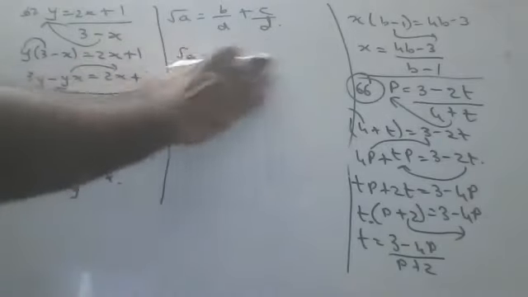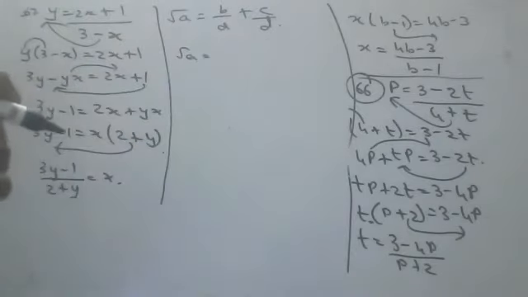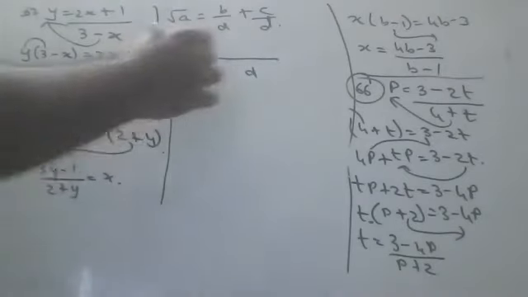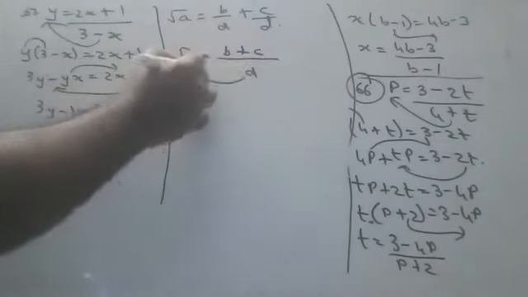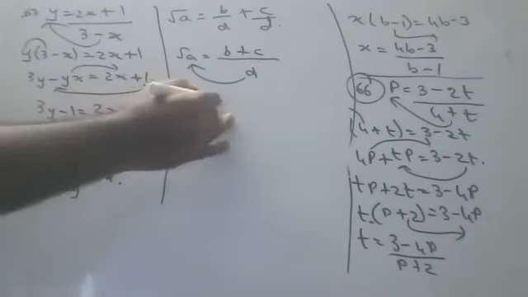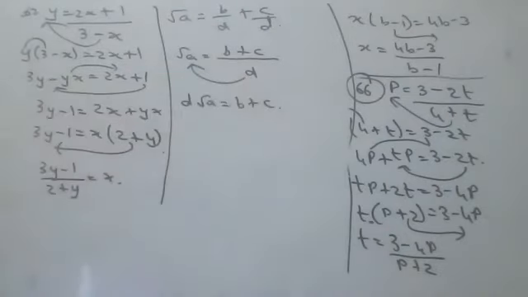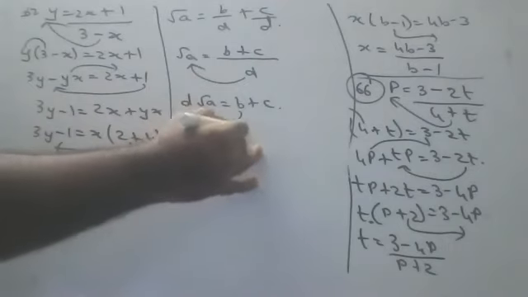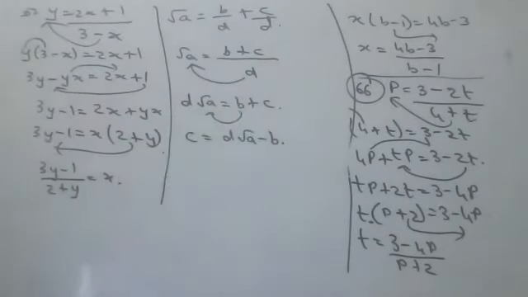Take d only as the LCM. So d into root a is equal to b plus c. Then c is equal to d root a minus b. Okay, very good. Fantastic.